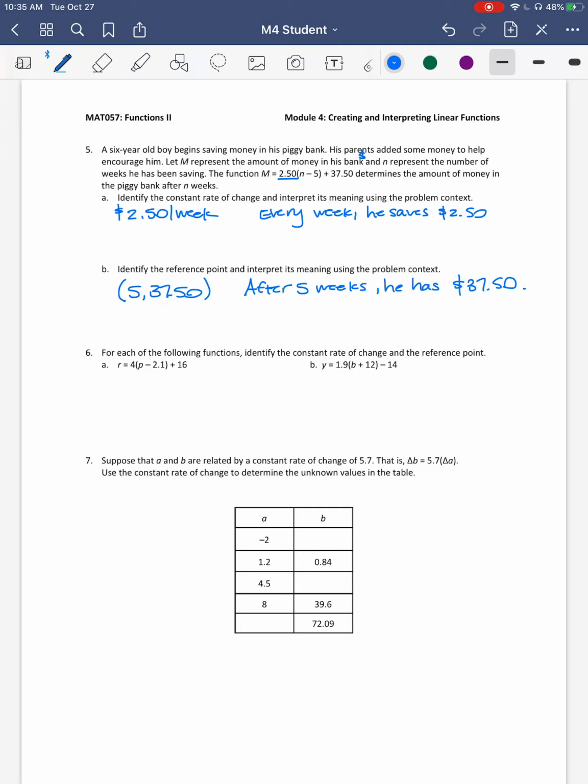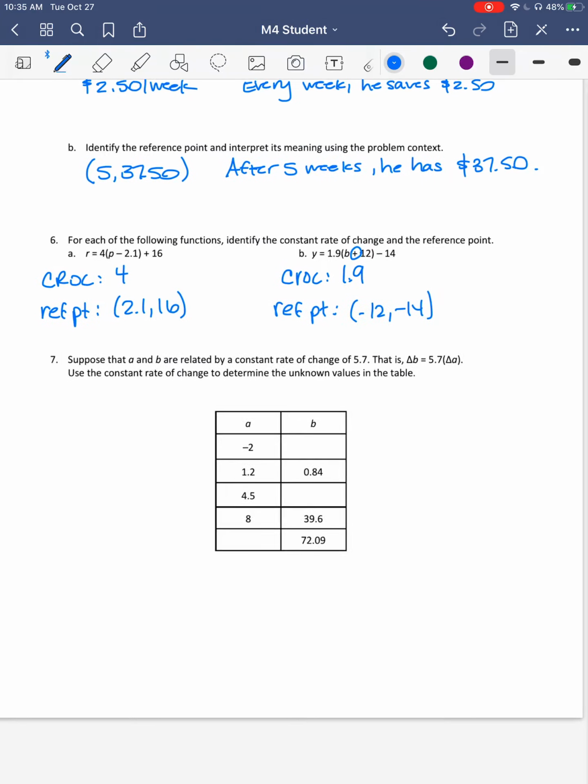All right, problem number 6 says for each of the following, identify the crock and the reference point. So for part A, the crock is 4. For the reference point, it's going to be 2.1, comma 16. For B, the crock is 1.9, and the reference point is going to be a negative 12, negative 14. So you just have to be careful. If that's a plus, really it's minus a negative. All right, so then that leads us to number 7.